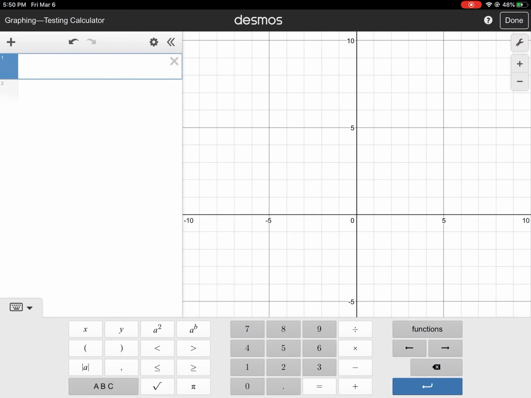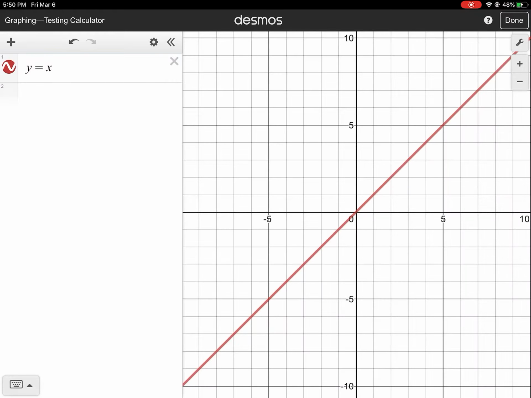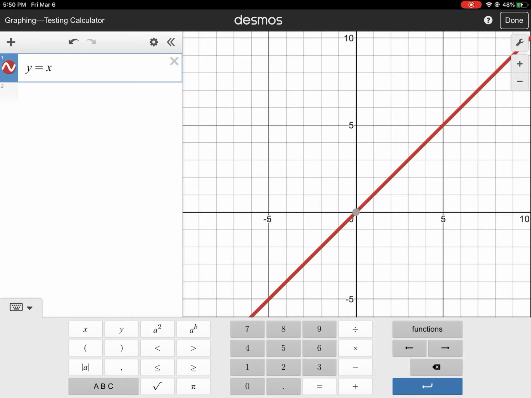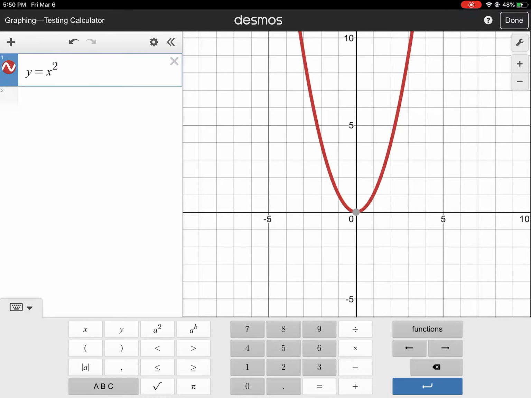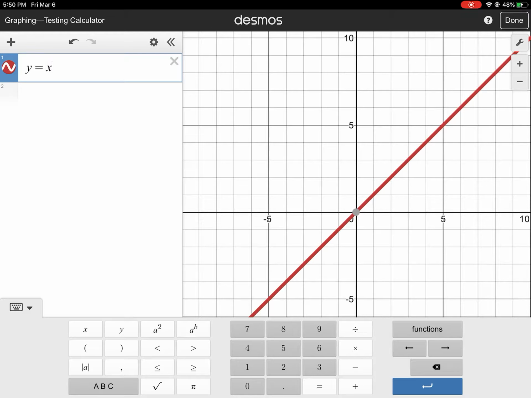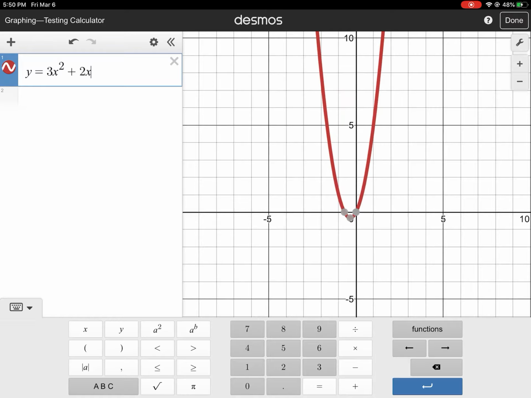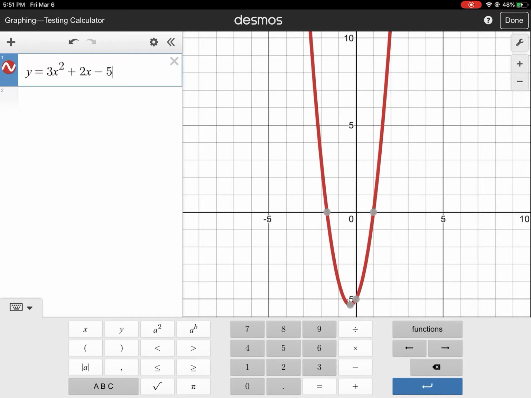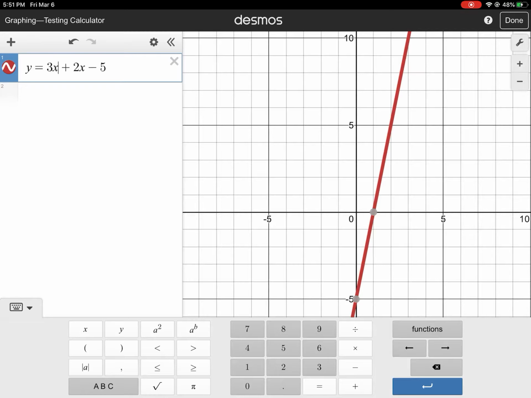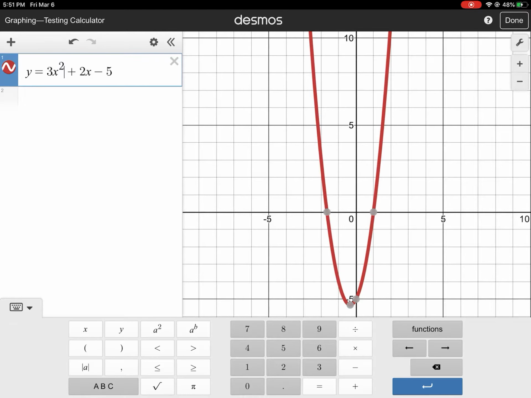So I want to go ahead and talk about, remember, the linear parent function is y equals x. It just goes through 0, 0, nothing much going on. Now, if I square that, then it becomes a quadratic, okay? So if I don't have an exponent of 2, it's just a line, okay? So like earlier, I had 3x squared plus 2x minus 5. That's a quadratic, but once I get rid of the exponent 2 over here, I just have a line, right? If there is no square, it's not a quadratic.